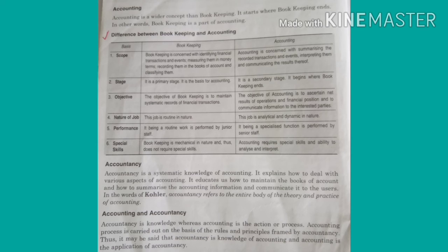And the routine nature of the job. Bookkeeping is a routine job and it is performed by the junior staff, whereas accounting is analytical and dynamic in nature. It is to be done by the senior staff. And special skills: bookkeeping need not have special skills. It is only a routine job, only recording of the transactions which have taken place. Whereas accounting requires special skills and the ability to analyze and interpret the information.